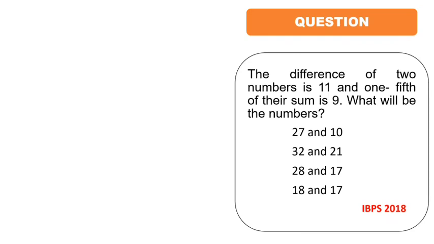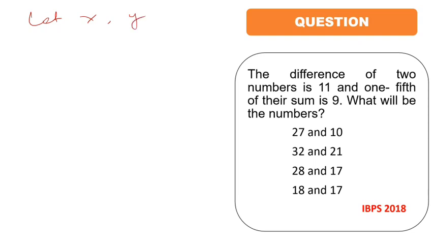The difference of two numbers is 11 and 1/5 of their sum is 9. What will be the numbers? Very interesting question, and this question has been asked in IBPS 2018. The difference of two numbers is 11 and 1/5 of their sum is 9. So let the numbers be x and y.